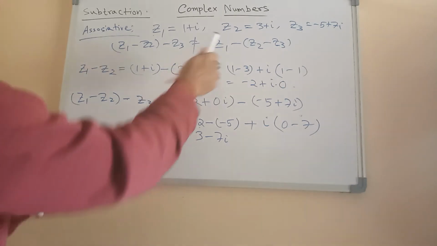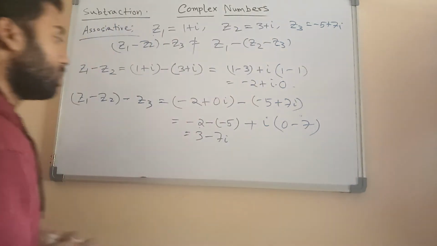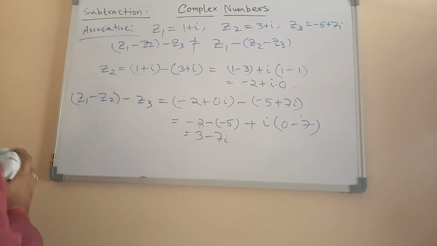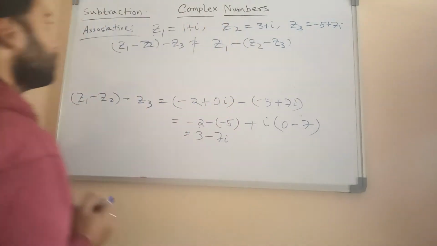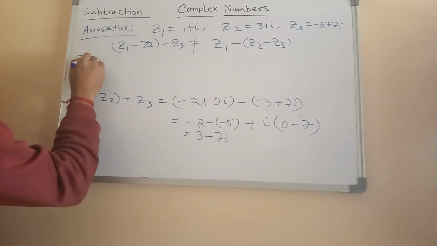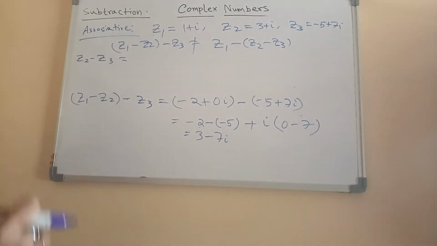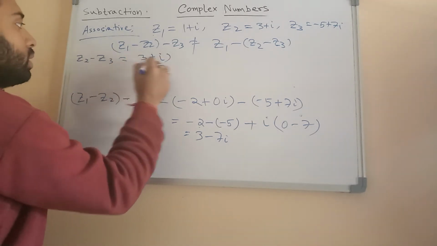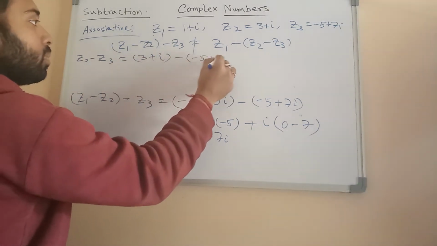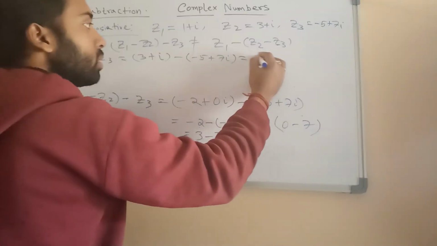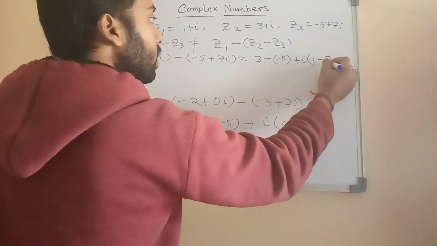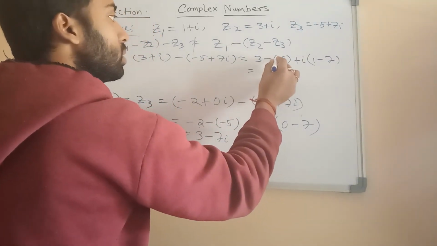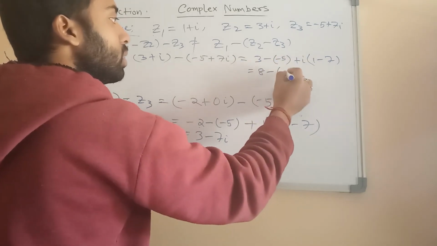Now let us find the right hand side. So keep it as it is. Now find the right hand side. That is, first find the bracket term z2 minus z3. So z2 minus z3, that is 3 plus i minus (minus 5 plus 7i). So same thing, 3 minus of minus 5 plus i into 1 minus 7, that is, it is plus 5, plus 8, and it is minus 6i.